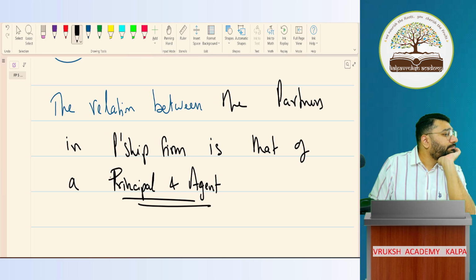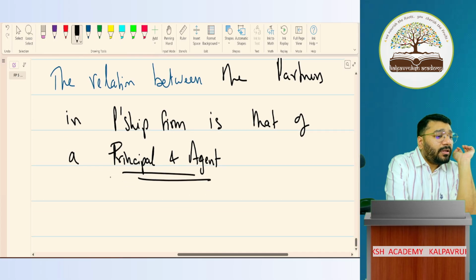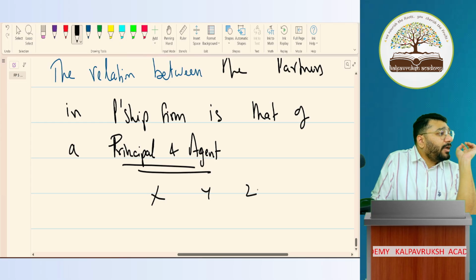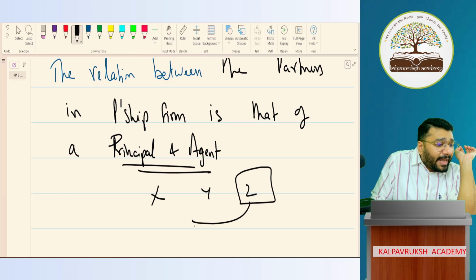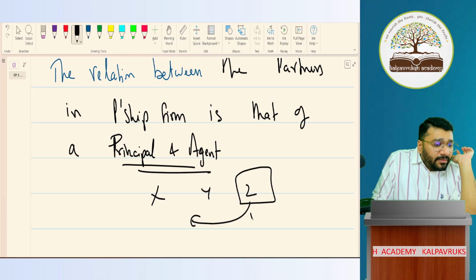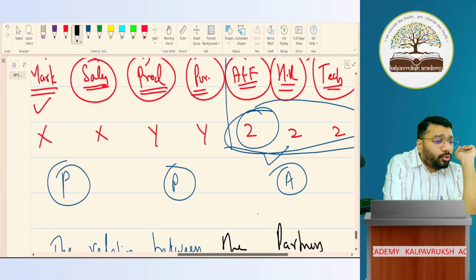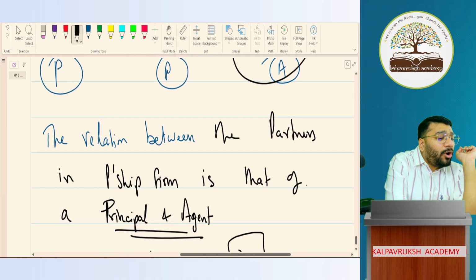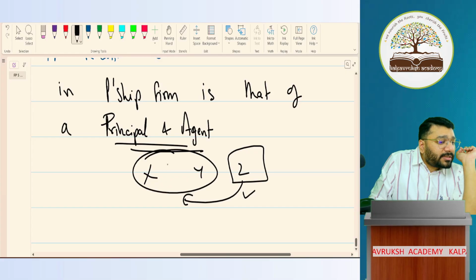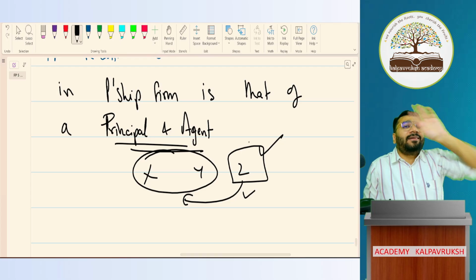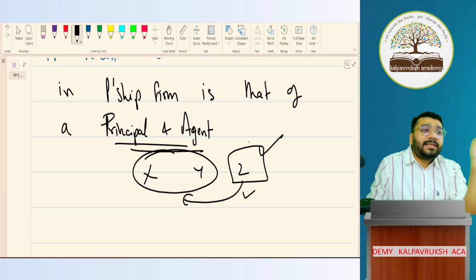Any problem? Wherein business can be carried on by all the partners X, Y, Z, or any one of them can act on behalf of the other partners. Got it? So if Z is taking some decisions with regard to these three departments, which means he is acting on behalf of the other two partners. So the decision of Z is equal to the decision of X, Y, and Z. Got it? Okay, this is one concept.